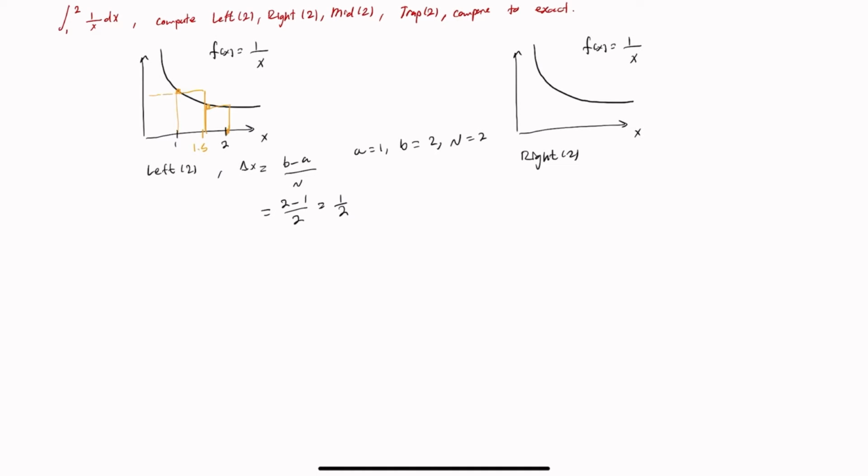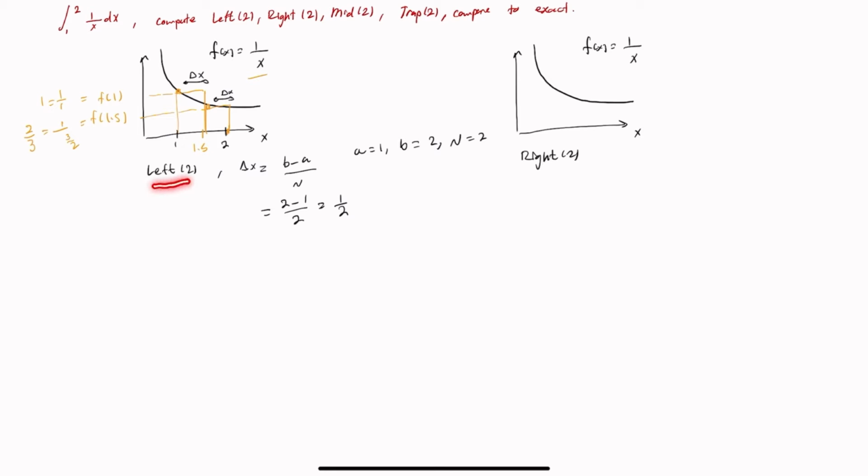Notice in here, this point here is f of 1, and this point in here is f of 1.5. So remember that our function is going to be 1 over x, so that's going to be 1 over 1, which is equal to 1, and then 1 over 1.5, which is 2 over 3. Also notice this is delta x, which is the width of each of the rectangles in here.